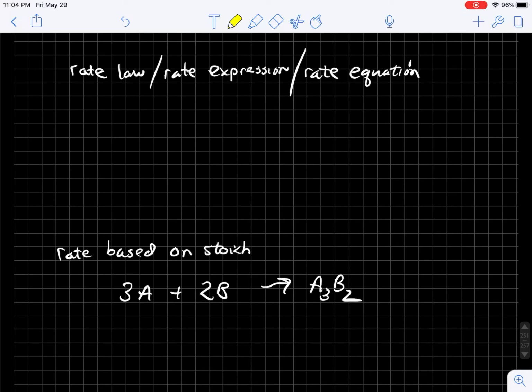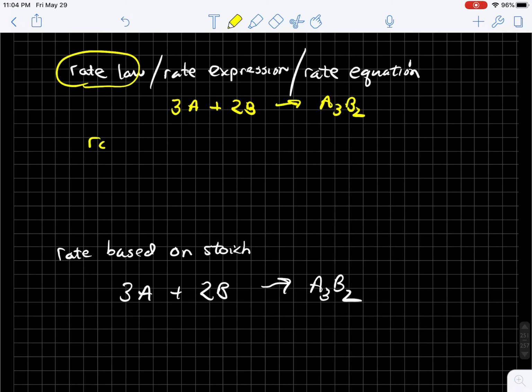All right, so I said that these equations could be called rate expressions, rate equation, or rate law, depending upon who writes the equation. Usually in AP Chem, they call it the rate law. If you have a reaction, let's say we have 3A plus 2B produces A3B2. Now, again, it's not the number of collisions that determines the rate law. It's the type of collisions, and I said we'll get into that in the next video.